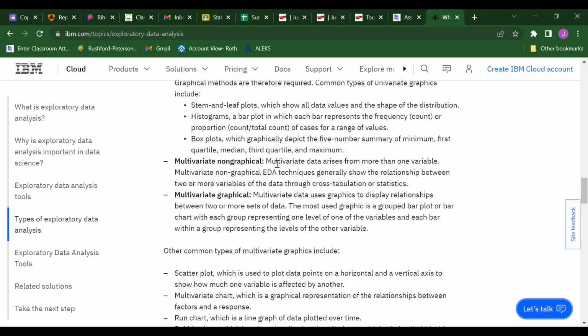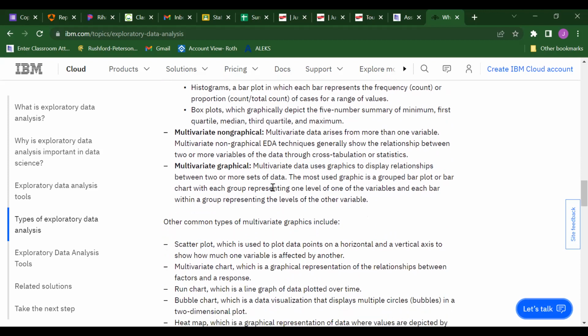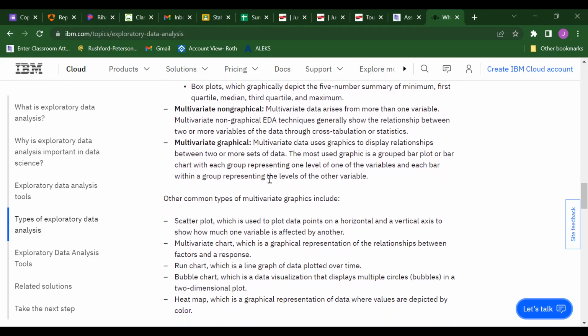And then multivariate non-graphical. Multivariate, you could guess, multiple variables, right? We have 2 things or more that are affecting each other, or there might be relationships between them, or cause and effect. And then multivariate graphical, that uses graphics to display relationships between 2 or more sets of data. The most used graphic is a grouped bar plot. We talked about that, like a double bar graph. That's an example. So we could do things like that. Maybe I'm comparing males to females in a certain aspect. Maybe it's life expectancy, like the one we did in class. That would be multivariate graphical data, or one example of it.